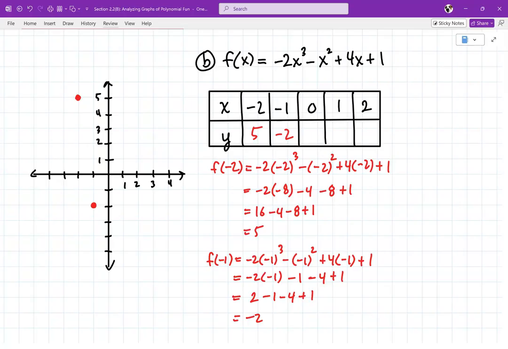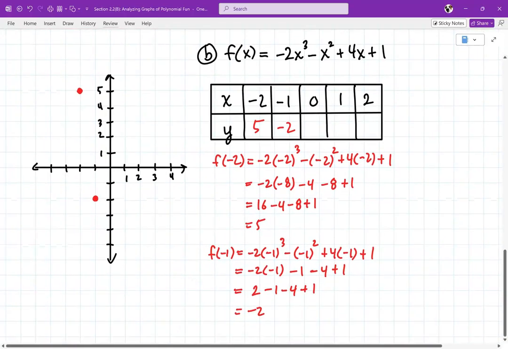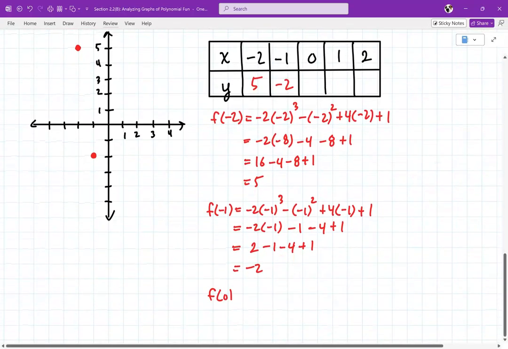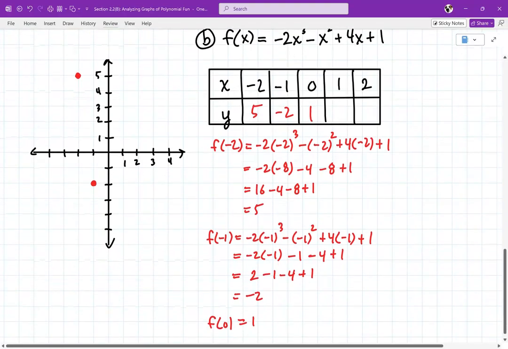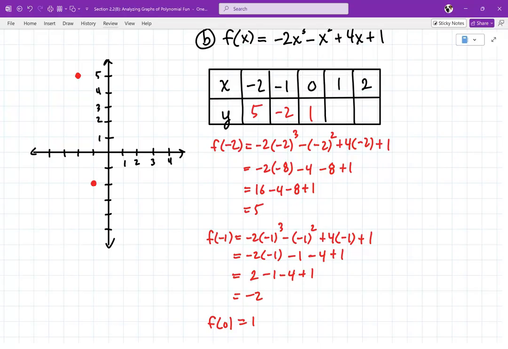Okay, now 0. At 0, it's just going to equal 1. So I'm just going to write that down here. F of 0 is just 1. Because all the x's are going to cancel out. When you plug it in, 2 times 0 to the third is 0. 0 squared is 0. 4 times 0 is 0, right? So we just got a plus 1 there. So f of 0 is 1. So I'm going to put a point right there.